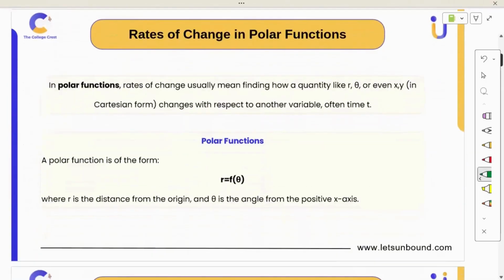We already understand what a polar function is. A polar function is in the form r equal to f of theta. r is the distance from the origin and theta is the angle from the positive x-axis, or the polar axis. So in polar functions also we can calculate the rate of change. That means finding how a quantity changes, like y changes with respect to x in our Cartesian system, right? In the polar system, how the quantity r changes with respect to theta, or theta changes too. So one changes with respect to the other. Often we will consider the time t, right?